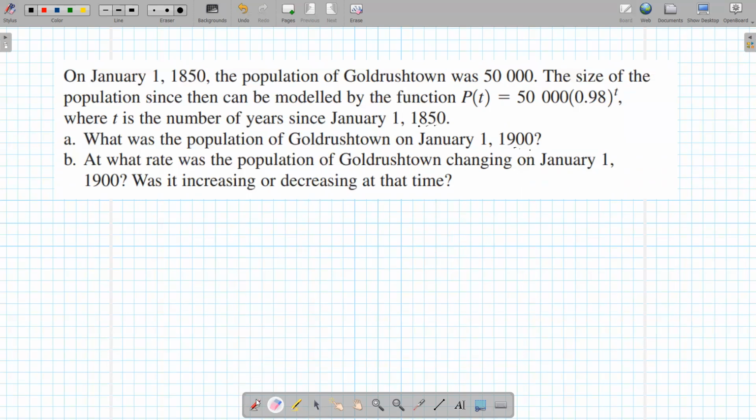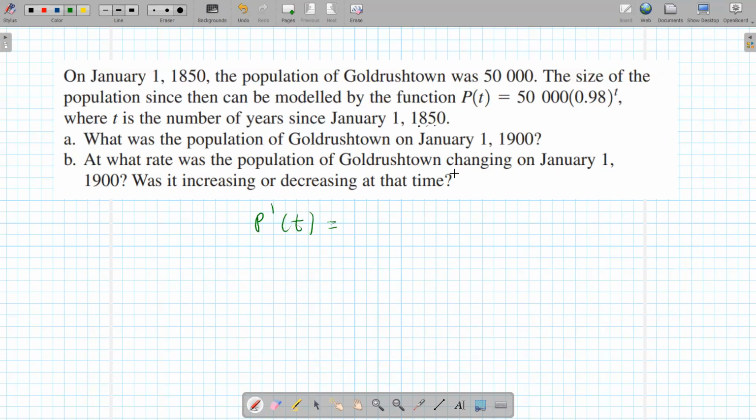Part B now, it's asking us for the rate of change. At what rate was the population changing? What are they actually asking us? What does rate of change mean in this context? You find the derivative. Yeah, rate of change is the slope. In fact, it's the instantaneous slope, which is the derivative. So we need to find P prime of t.